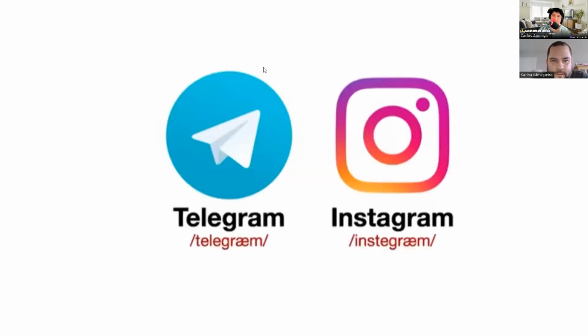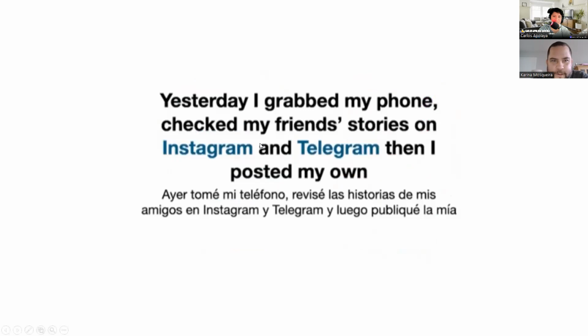Then we have these two apps which are pretty famous. For example, I say Telegram. It's like an E that becomes an A in your mouth, like Telegram, Instagram. Telegram, Instagram. Please read. Yesterday, I grabbed my phone, checked my friends' stories on Instagram and Telegram, and I post my own.